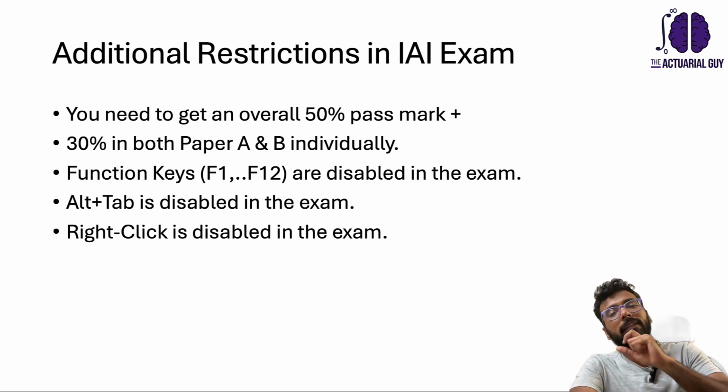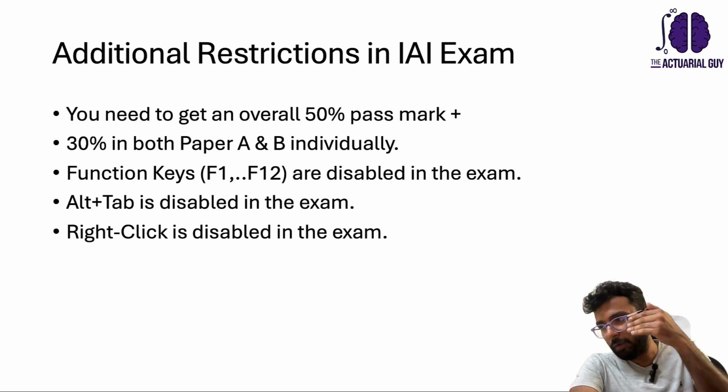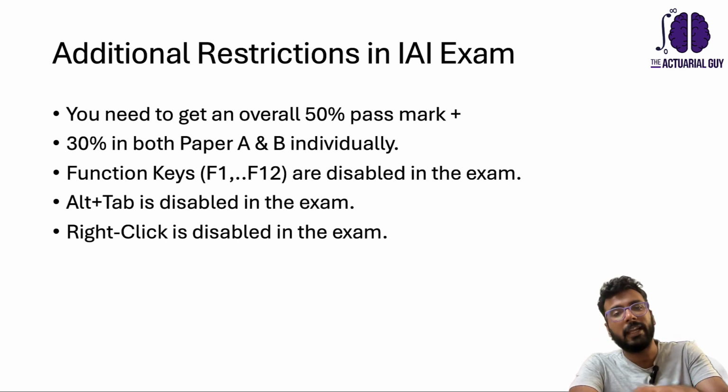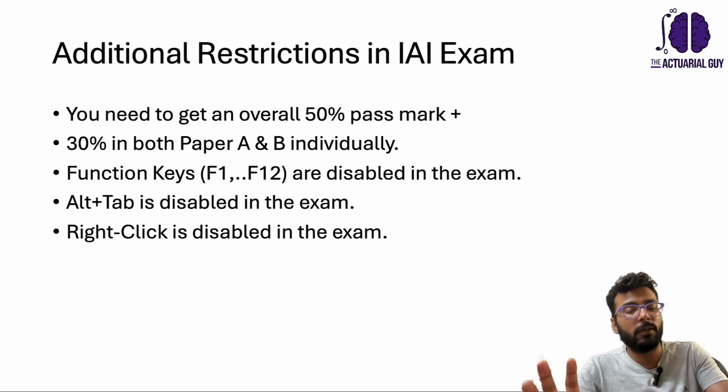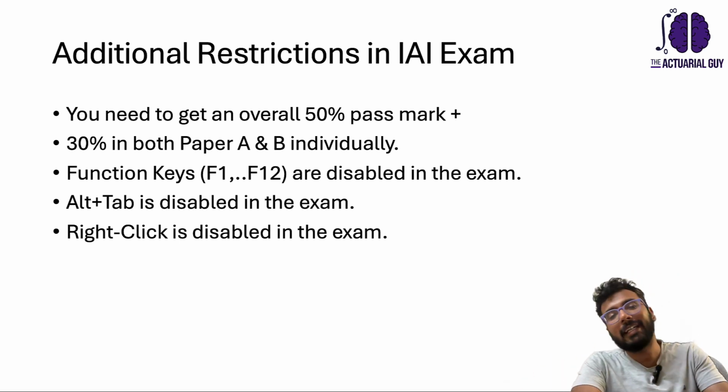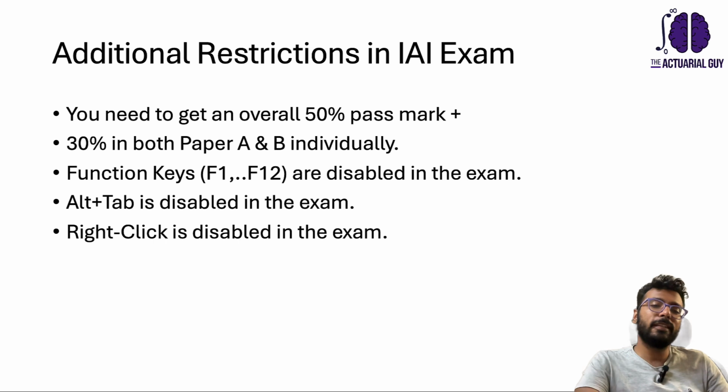Additionally, there are some technical constraints in case of the II platform on which you write the exam. The first one is that the function keys are disabled in the exam. Function keys being F1 to F12, you can't use them. So, for example, F2 being used to edit the cell, or F4 being used for fixed referencing in Excel, cannot be used. You have to do it using your mouse. Okay. Alt tab is something that is disabled in the exam, so you cannot switch between windows using Alt tab, right? And right click is disabled in the exam. So all of these restrictions exist, and you have to work under these constraints, right?